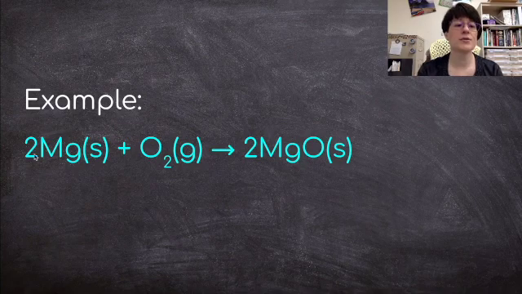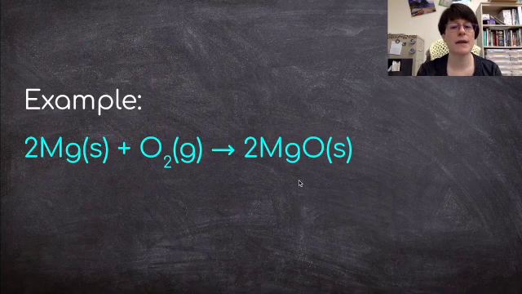And notice the 2's out front because we have to have a balanced equation because of the law of conservation of matter that states that what goes in must come out, both the types of atoms and the numbers.